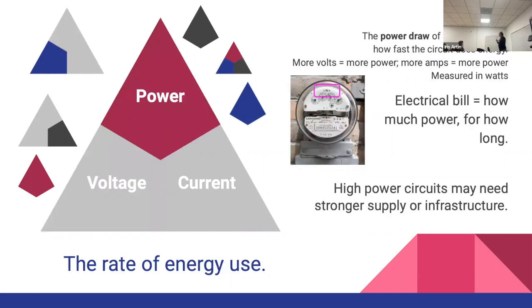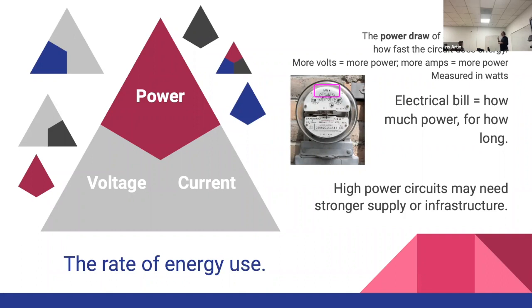And those two things put together describe how much power is in the circuit. Basically, the way that this works is that current is how many bits of energy are moving, and voltage is how much energy is in every one of those things. And then power is those two things combined. So more current means more power, more voltage also means more power.